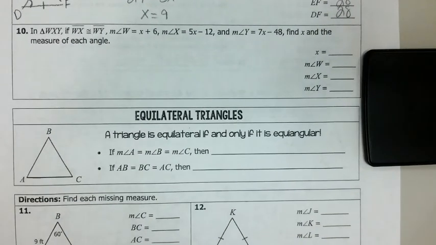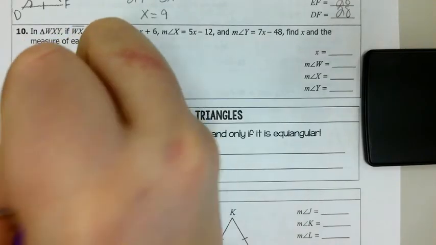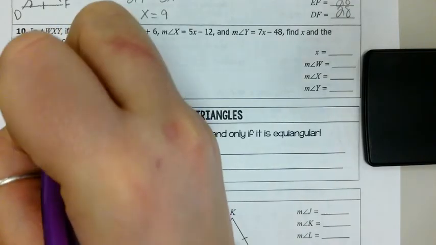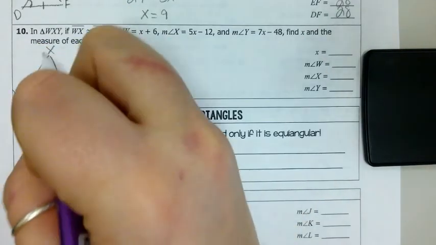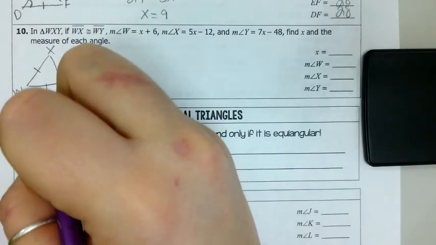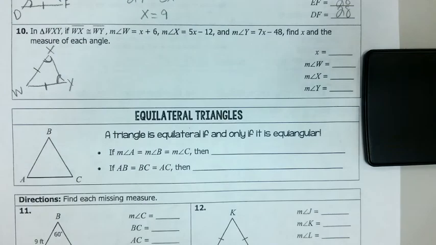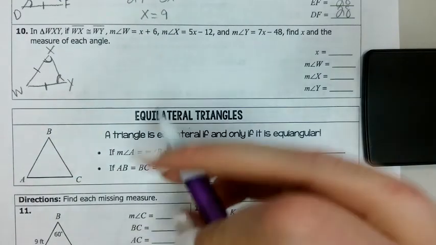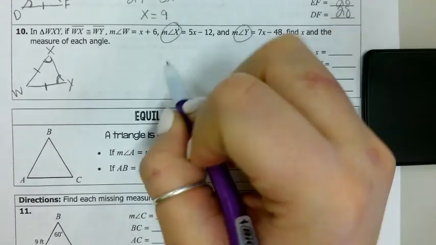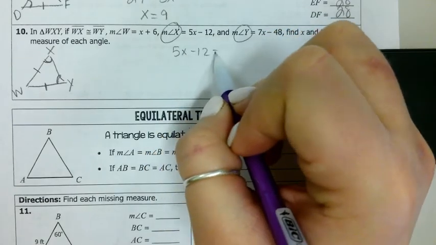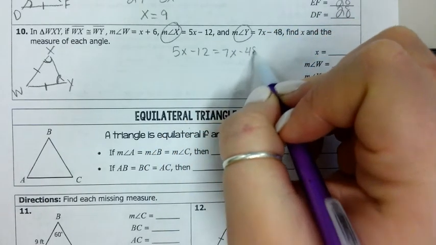All right, 10, again, when in doubt, draw it out. So we have WXY. We have WX is congruent to WY. So we're given angles. So angles X and Y would be the same. So we need X and Y. So 5x minus 12 is equal to 7x minus 48.